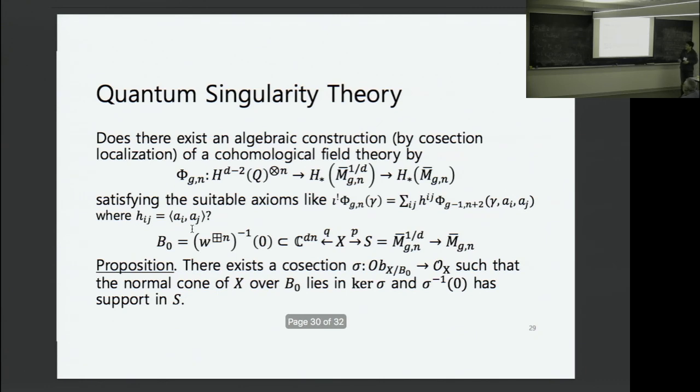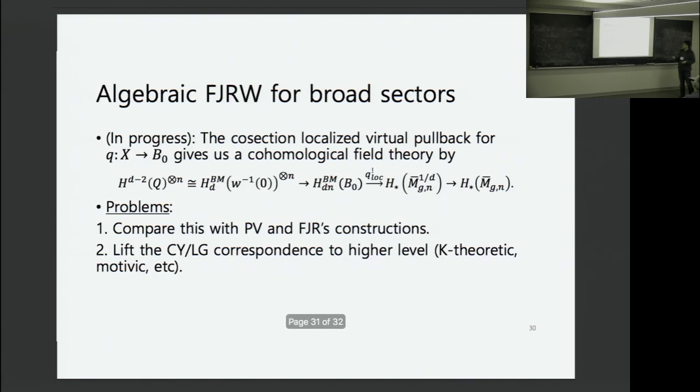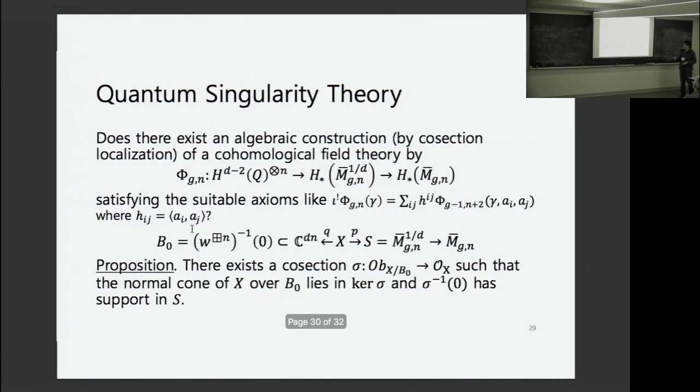So here's the diagram. X is like, in FJRW theory, you have spin curves, and then you have a choice of sections. And there is a natural map to S because it lies over the moduli of curves. And then there's a map to affine space. It's just the evaluation at the broad marked points.